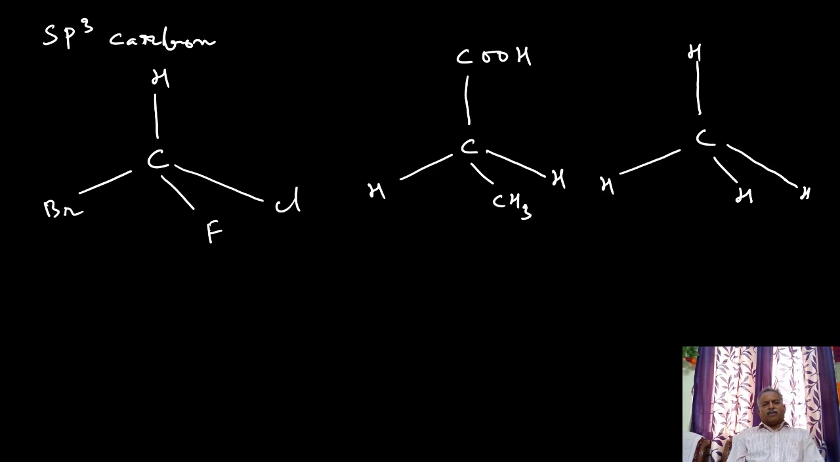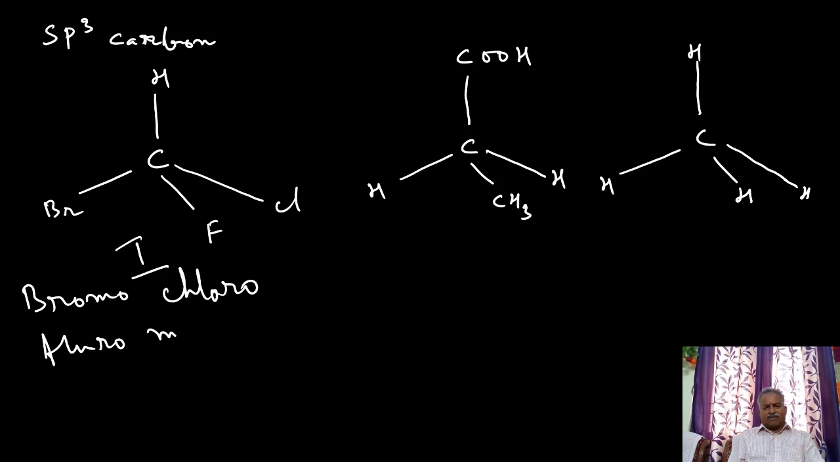Let us start with sp3 carbon. Here in structure 1, the sp3 carbon is bonded to 4 different atoms: bromine, fluorine, chlorine and hydrogen. Therefore, this is bromo, chloro, fluoro, methane.